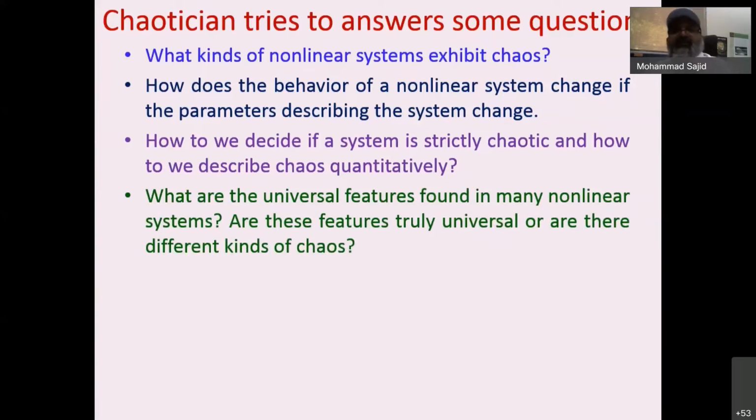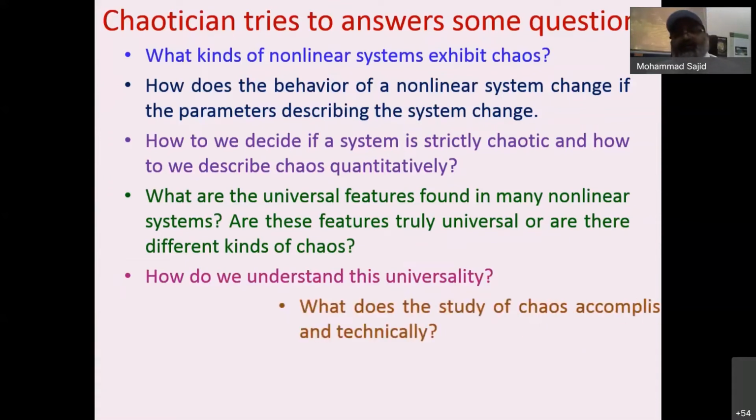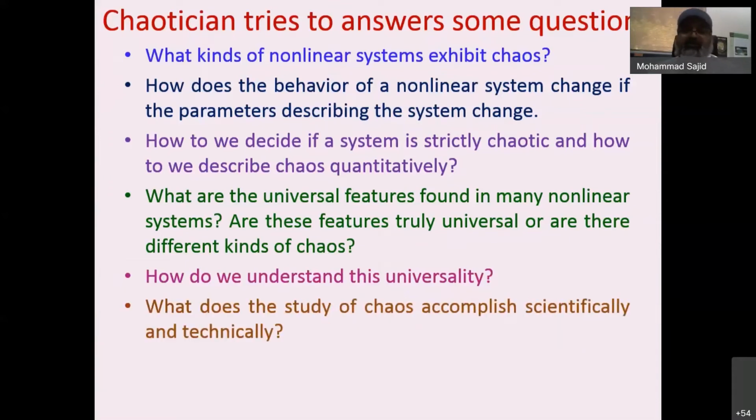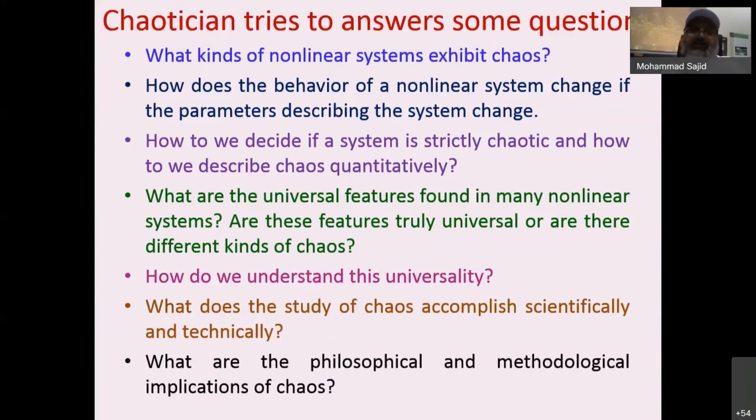What are the universal features found in many nonlinear systems? Are these features truly universal or are there different kinds of chaos? How do we understand this universality? What can the study of chaos scientifically and technically perceive? What are the philosophical and methodological implications of chaos? So we have a lot of questions.